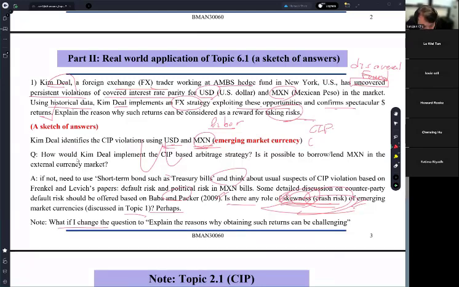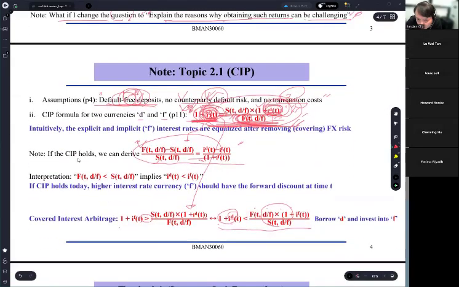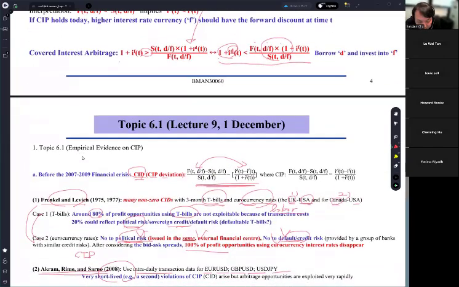But what if I change the question to something like this? Explain the reasons why obtaining such returns can be challenging. So this is not about risk premiums. This one actually asks you to write down all possible reasons why it is difficult to exploit these CIP violations. Then basically you have to summarize everything. First of all, because of risk premium, the difference in default risk and counterparty default risk, and also you need to mention the transaction cost because of bid-ask spread. It may not be easy to make money based on that.